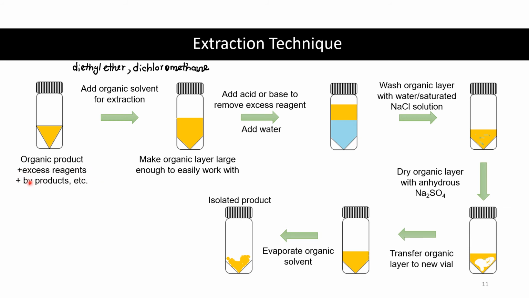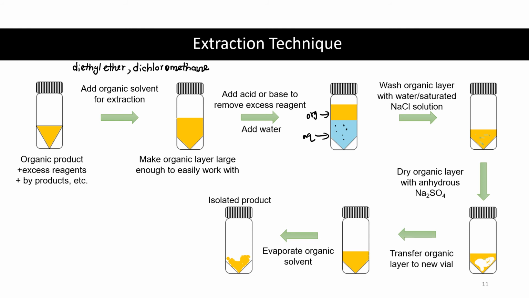So if it so happens our excess reagents or byproducts are something we can convert into an ionic molecule by reacting with an acid or a base, we will wash the organic layer with the respective acid or base to convert those extra reagents into ionic form, so they will move to the aqueous layer. So this is the aqueous, this is the organic. They will move to the aqueous layer and we can remove them by removing the aqueous layer.